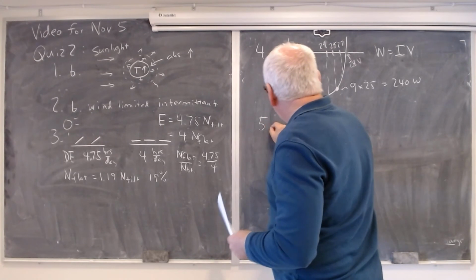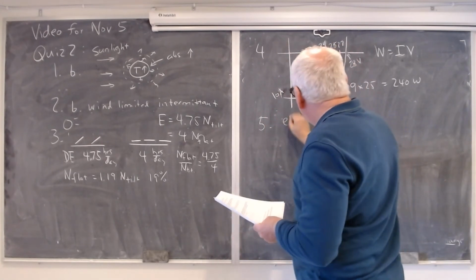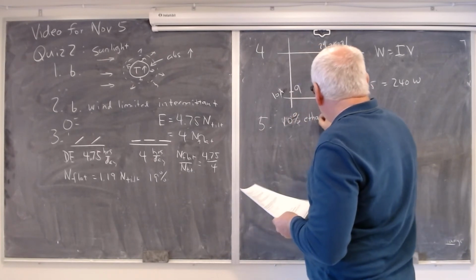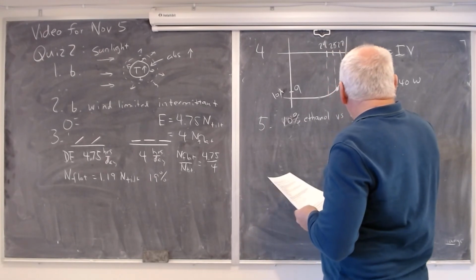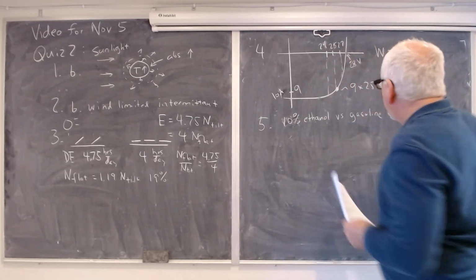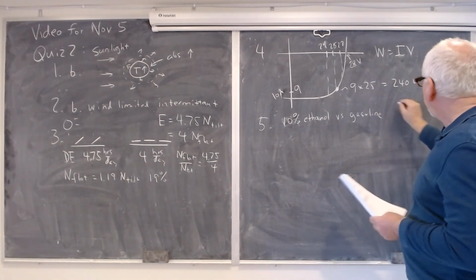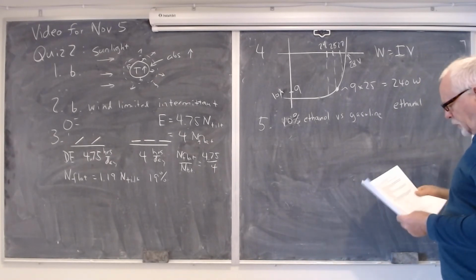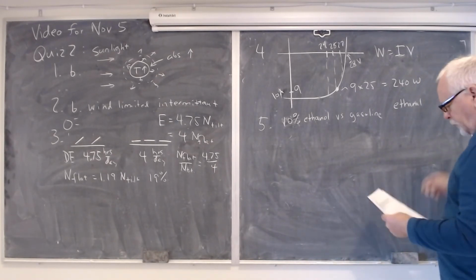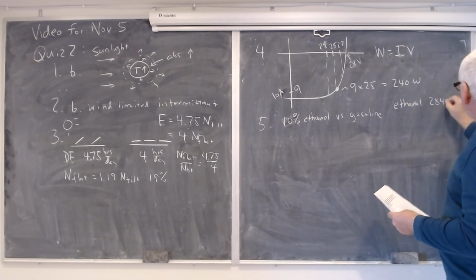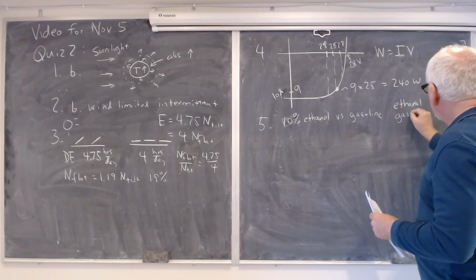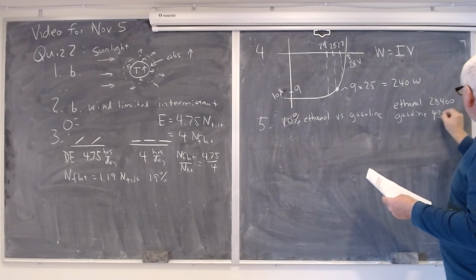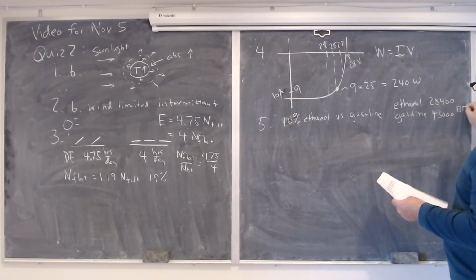Number 5, okay, so basically you had a car with ethanol, or 10% ethanol, versus gasoline. Now, we went through in the notes that ethanol has an energy content of 28,400 versus gasoline of about 43,000. That's right from the notes, BTU per kilogram.